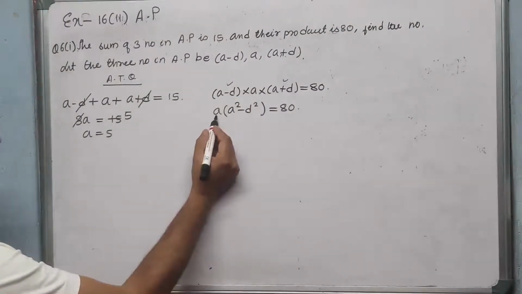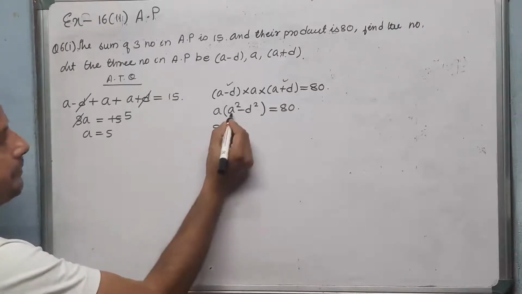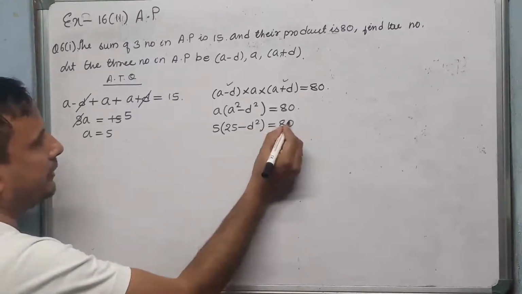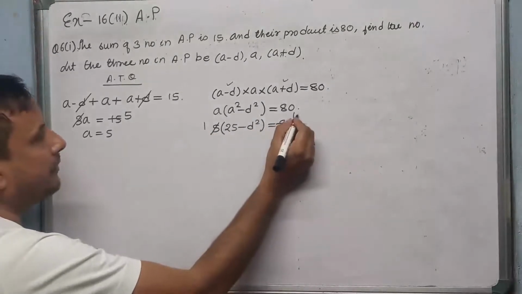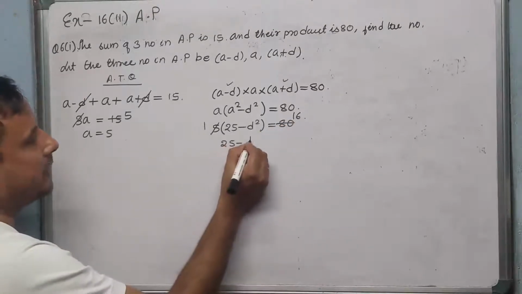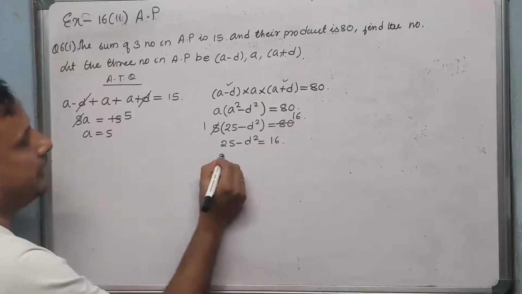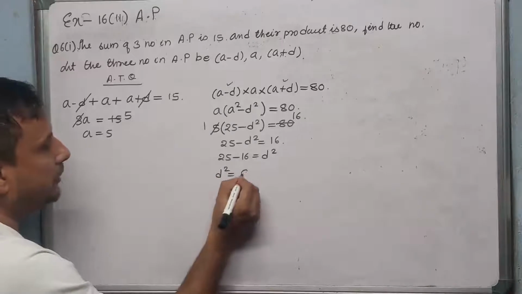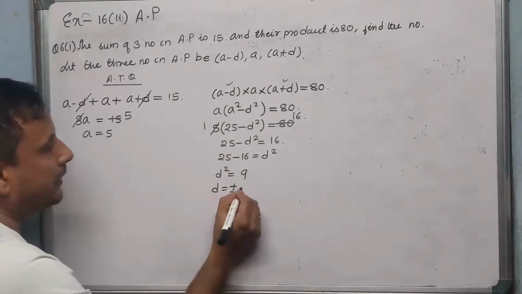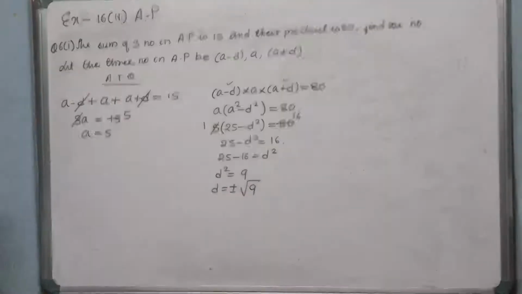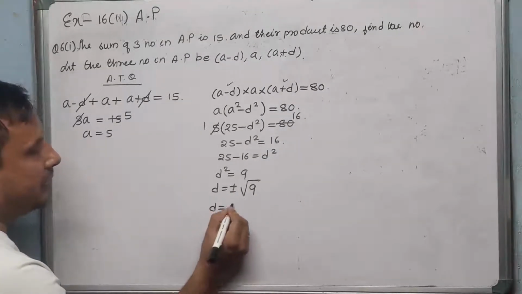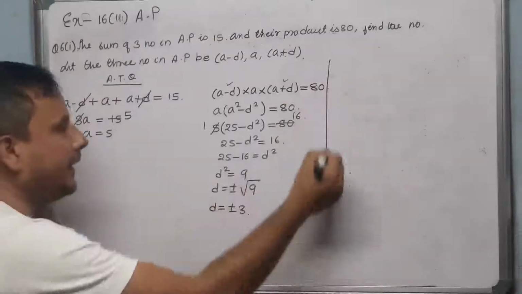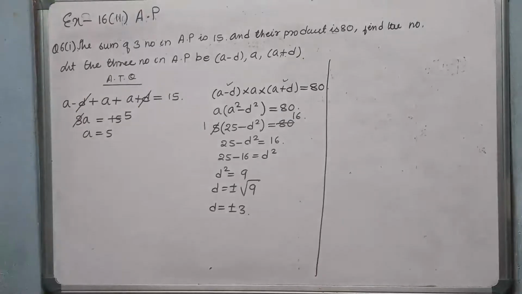Now substitute the value of a. a is 5. 5 square is 25, minus d square, equals 80 divided by 5, which is 16. 5 sixteens are 80. Then 25 minus d square equals 16. 25 minus 16 is equal to d square. Then d square equals 9. Then d is equal to plus minus under root 9. While taking the square root, always use the plus minus sign. Then d is equal to plus minus 3. There are two different values of d. Now after getting a and d, we'll calculate the 3 numbers in AP.